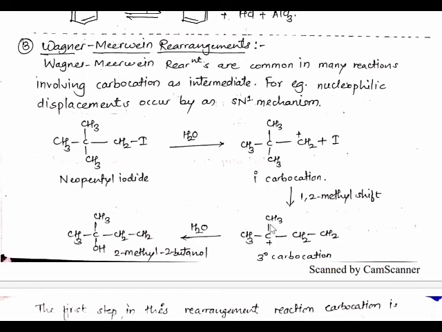Okay. So after rearrangement, from this tertiary carbocation you will get an alcohol. After adding H2O, what will happen? The positive charge is there, and H2O will be H plus and OH minus. So OH minus will attack it, and you will get 2-methylbutanol. Okay, so this rearrangement is called the Wagner-Meerwein rearrangement.